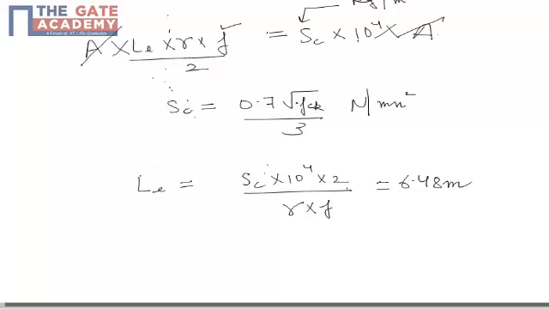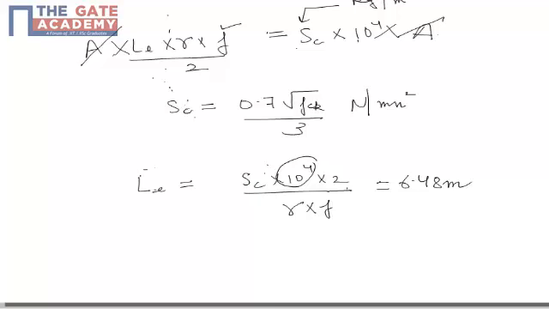So in a nutshell, we are just equating frictional stresses to tensile stresses. Now the tensile stress will be given by 0.7 root FCK divided by 3, because it is mentioned that we have to use a factor of safety of 3 against tensile stresses. So LE comes out as, after this, 10 to the power 4 is to convert Newton per mm square to kg per meter square.